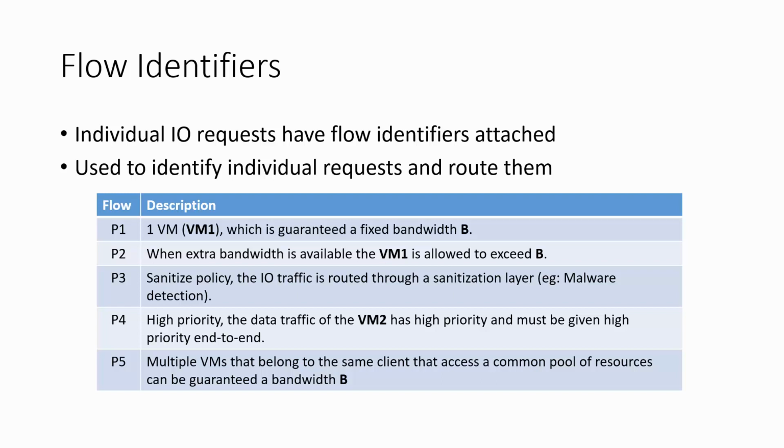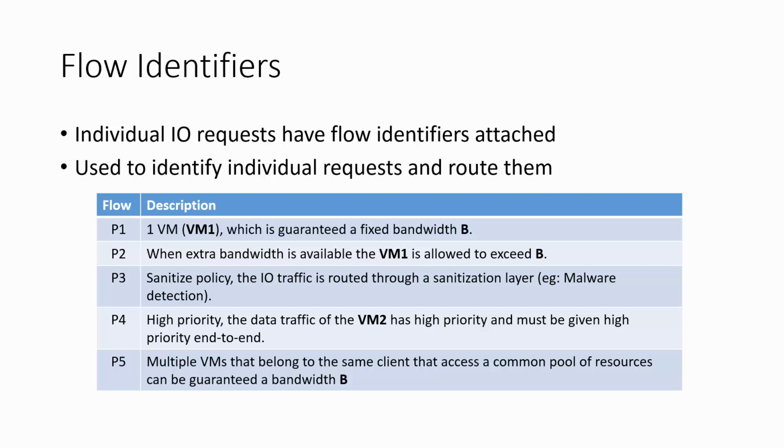Flow P1 ensures that a VM, which is VM1, is guaranteed a fixed bandwidth B. Another flow, P2, could be described where extra bandwidth is available to VM1 and it is allowed to exceed bandwidth B. Flow P3 is a sanitized policy. So here the I/O traffic is routed through a sanitization layer, for example, a malware detection layer.